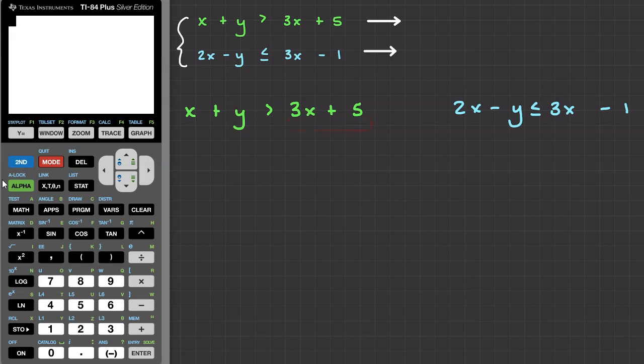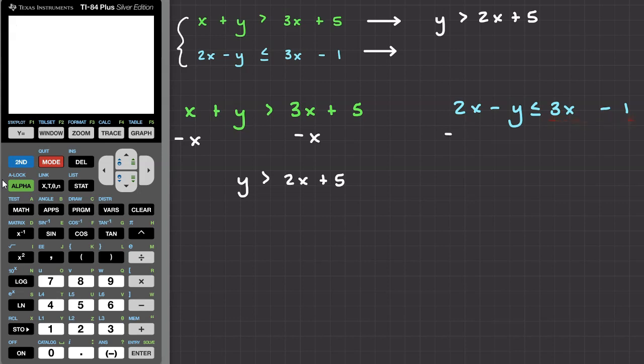We'll start by subtracting x from both sides of the inequality. Now I have y is greater than 2x plus 5. Looking now at the blue inequality, we'll do the exact same thing. Again, our objective is to have y by itself on the left-hand side of the inequality symbol and all of the additional terms together on the right-hand side.